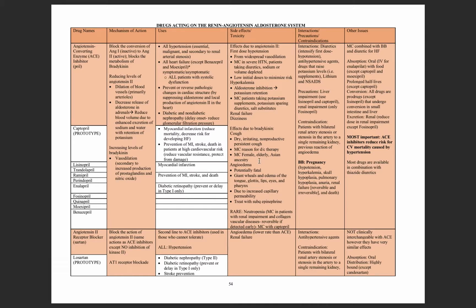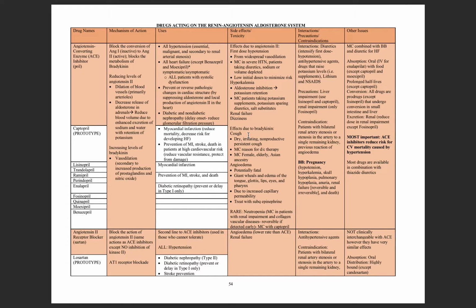But these 2 effects of bradykinin are probably the most important. So the first is that cough. Now this is the number one reason, once again, that somebody fails an ACE inhibitor. As a result, they'll be placed on an ARB or something else in these categories. The second is angioedema. Now, this can be fatal.